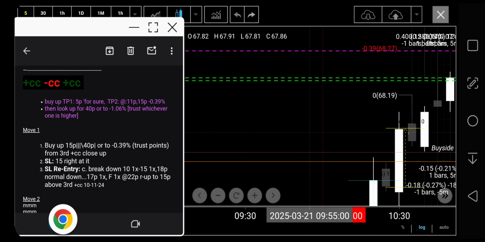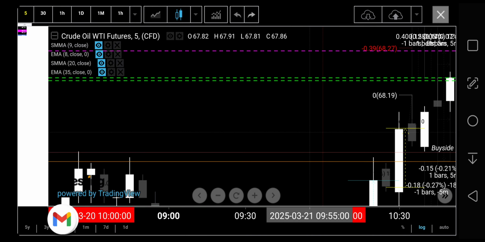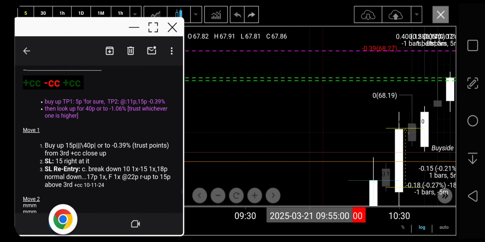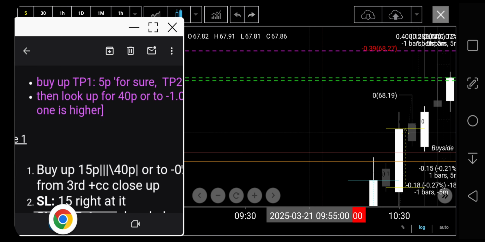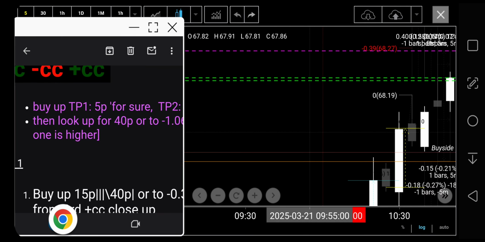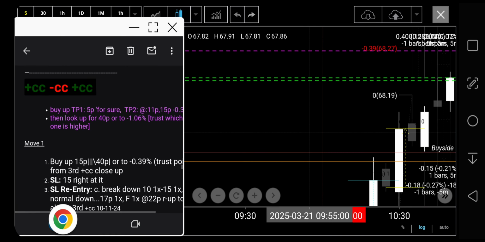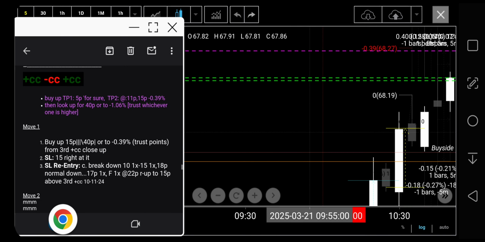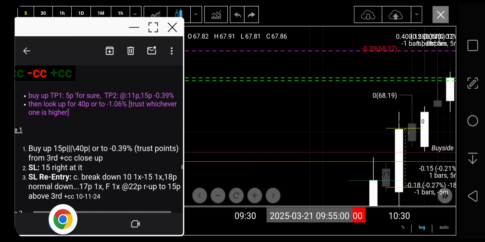All right. So the last candle we have right here is the bullish candle. And if I pull up the rules again, you see this is the pattern: bullish, bearish, bullish. It says right there, you can see it. It says buy up, TP1 5 points for sure. Now remember, everything you're seeing right here is based on 20 to 50 plus days of data, because this is the last 3 years of back testing.